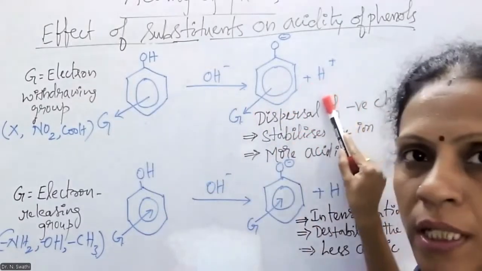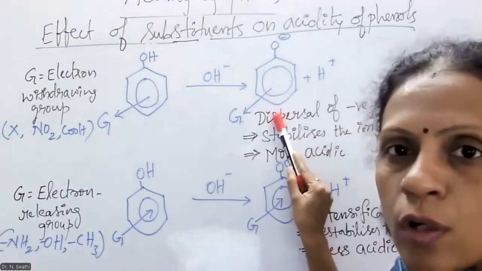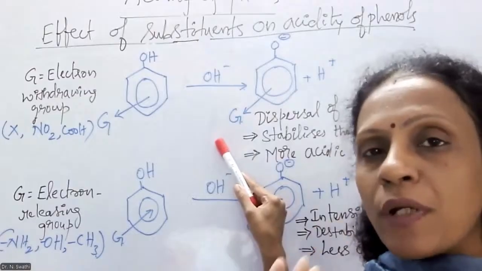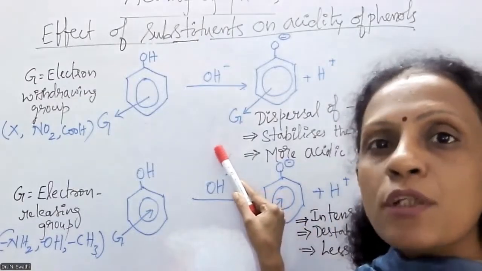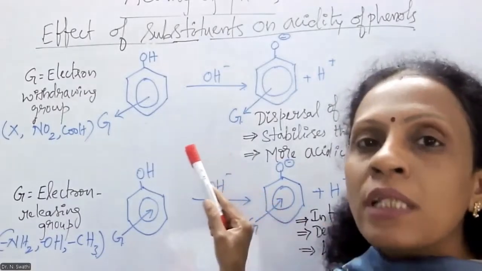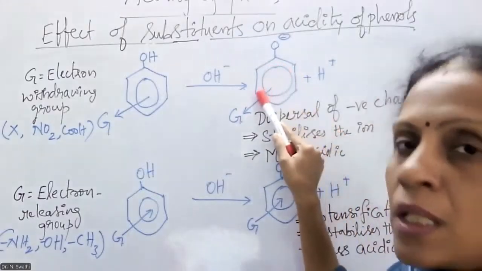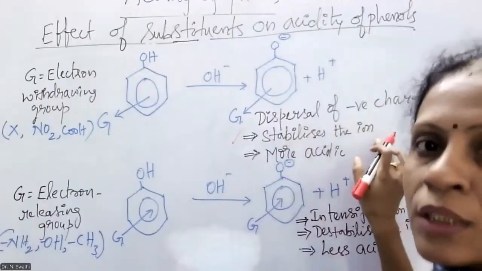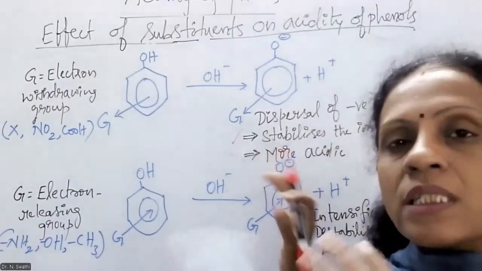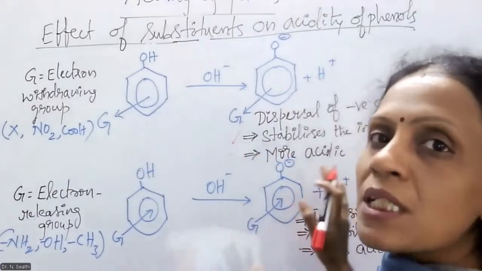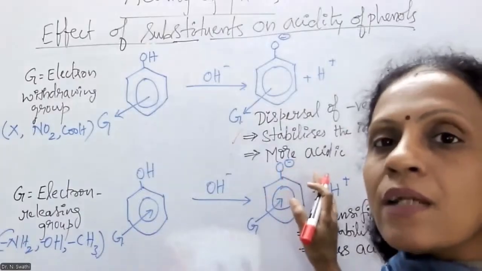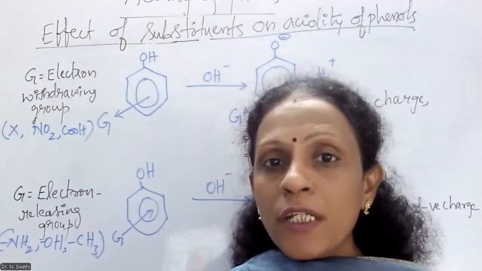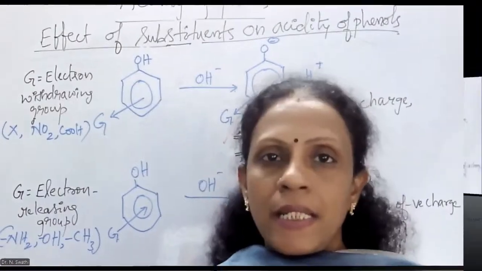As a result of deprotonation, the compound will give the corresponding phenoxide ion. When electron withdrawing groups are present on this ring system, the nature of electron withdrawing groups is that they will cause withdrawing of the electrons. That means they will try to withdraw electrons from the aromatic ring system, which is already having the negative charge. So this causes dispersal of the negative charge on the ring system. This dispersal of the negative charge causes stabilization of the resulting ion. Thus, the resulting phenols are more acidic in nature. That means the presence of electron withdrawing groups makes the molecule more acidic.